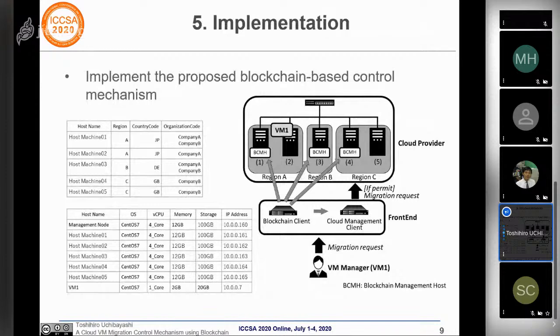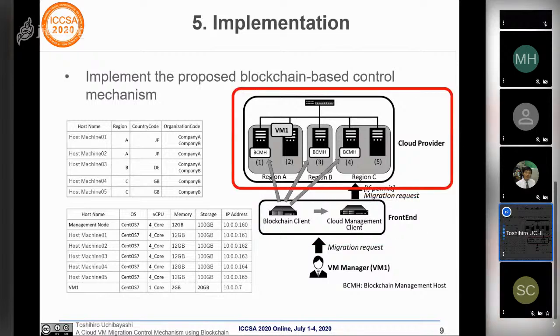Our implementation was the proposed blockchain-based control mechanism, composed of a VM manager, a front-end, and a cloud provider. The VM manager manages VM1 in host machine number 2. The front-end has a blockchain client and a cloud management client. The cloud provider has 5 host machines across 3 regions.